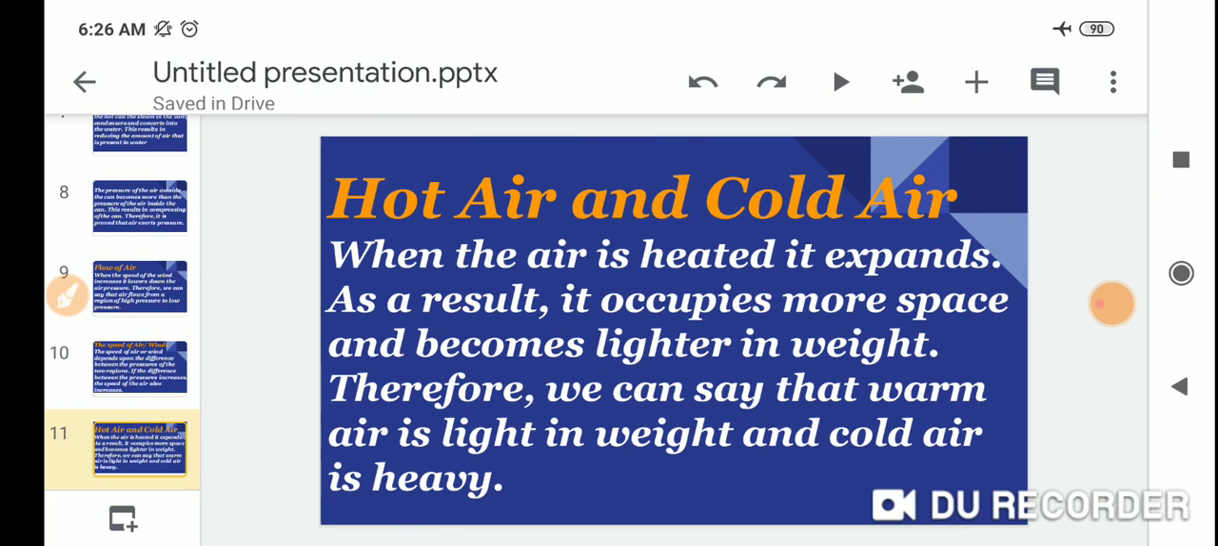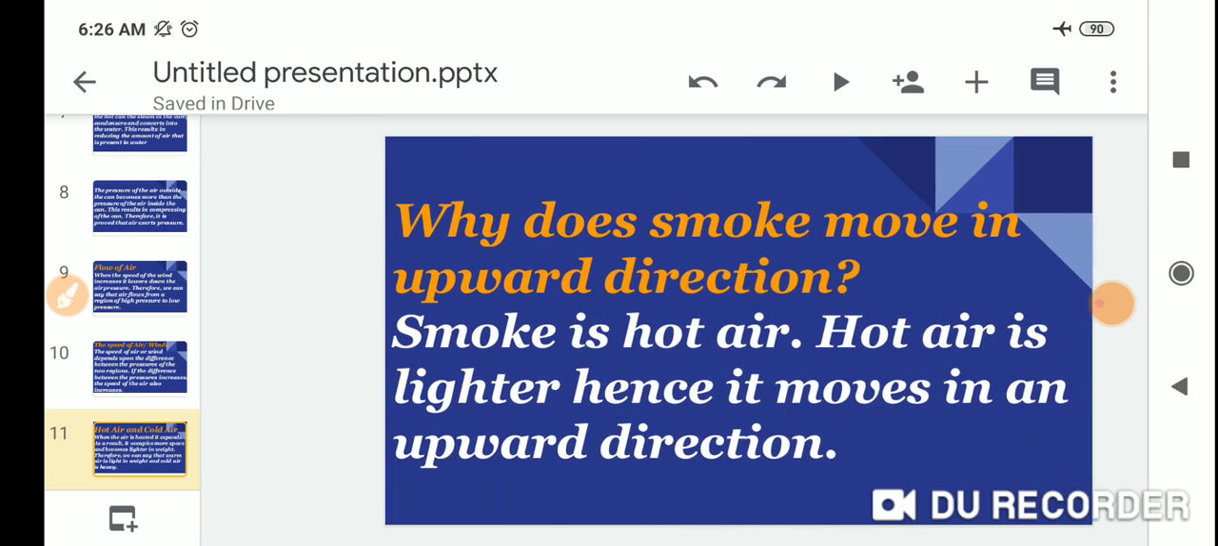Hot air and cold air. When the air is heated, it expands. As a result, it occupies more space and becomes lighter in weight. Therefore, we can say that warm air is light in weight and cold air is heavy.